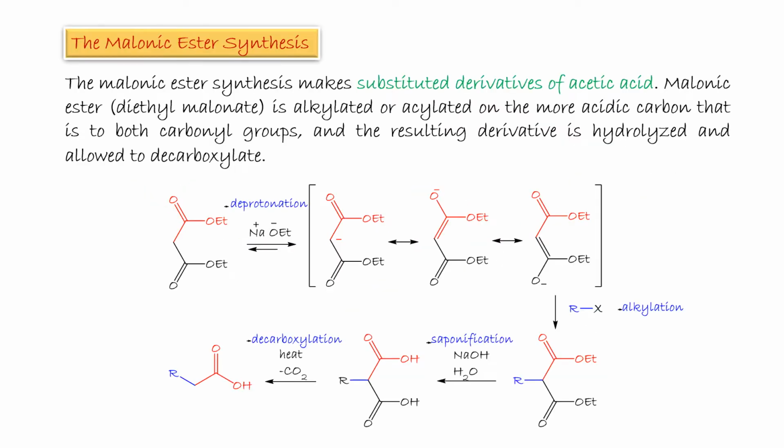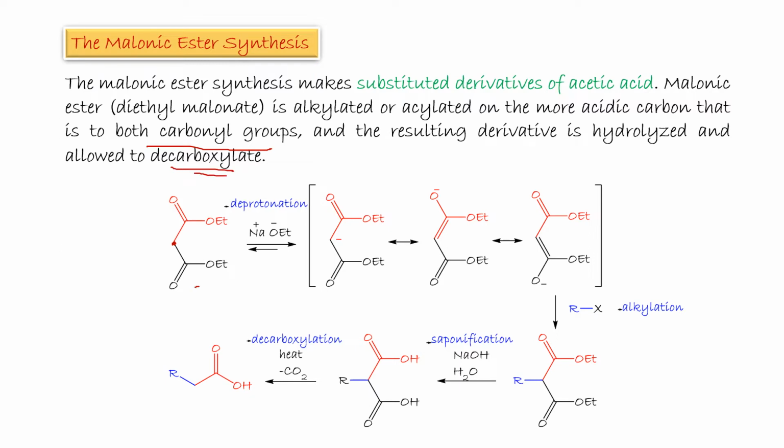So the first example of the activated methylene group, the malonic ester synthesis, makes substituted derivatives of acetic acid. Malonic ester, or what we call diethyl malonate, is alkylated or acylated on the more acidic carbon that is between both carbonyl groups, and the resulting derivative is hydrolyzed and allowed to decarboxylate.